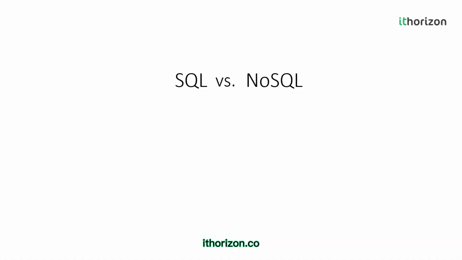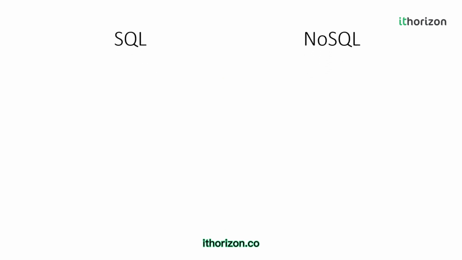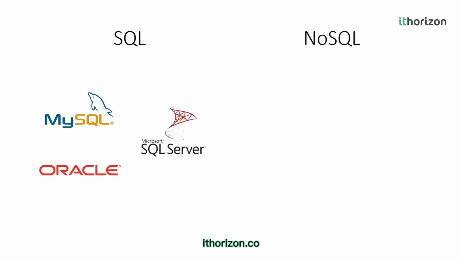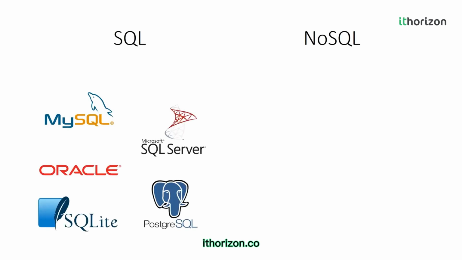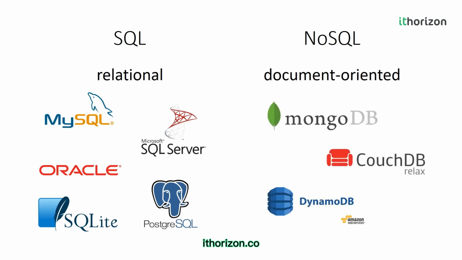Let us first see what the differences between SQL and NoSQL databases are. SQL databases like MySQL, SQL Server, Oracle, PostgreSQL, or SQLite exist for many years. They are also called relational databases. NoSQL databases are relatively new. There are different subtypes of them, but in this video we will talk about the most popular type, the document-oriented databases like MongoDB, CouchDB, or DynamoDB.